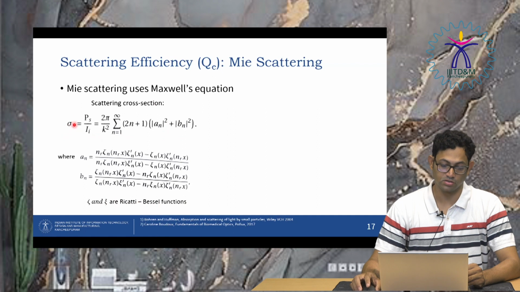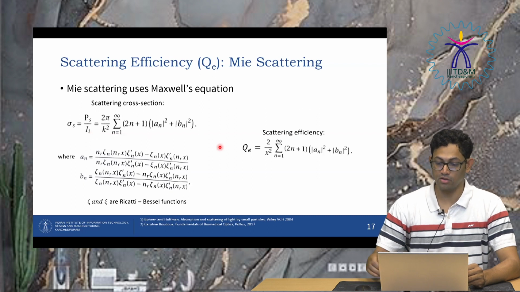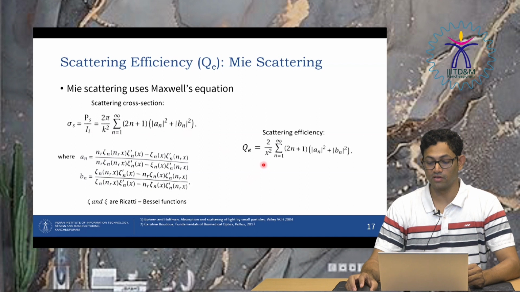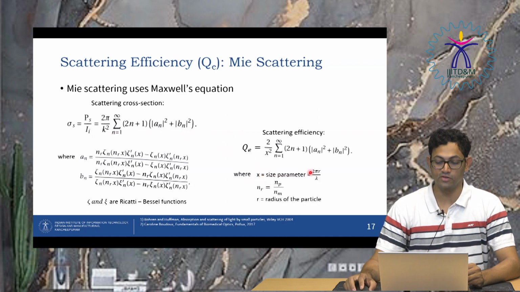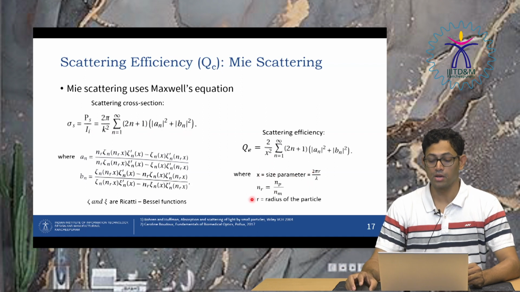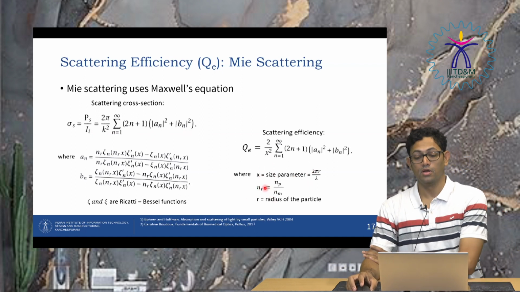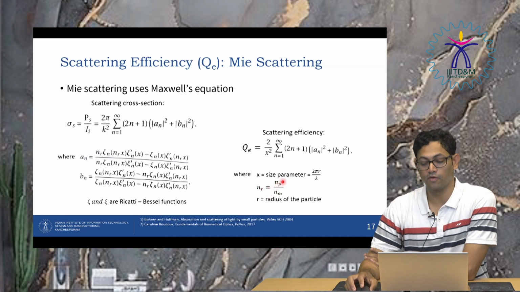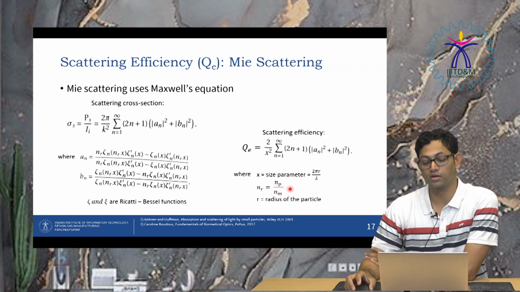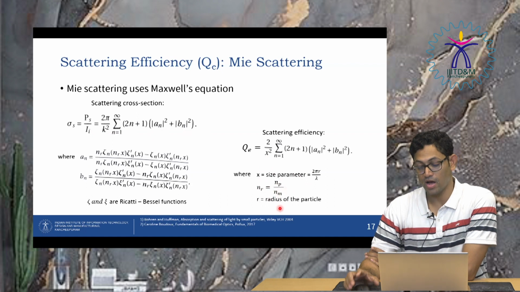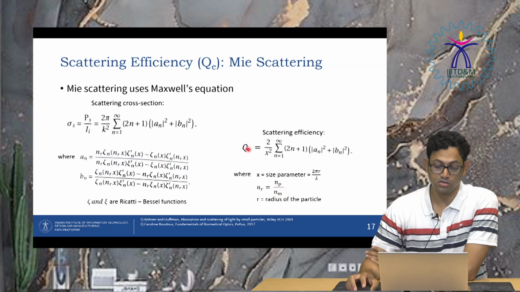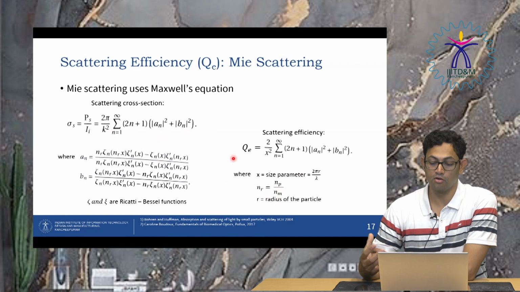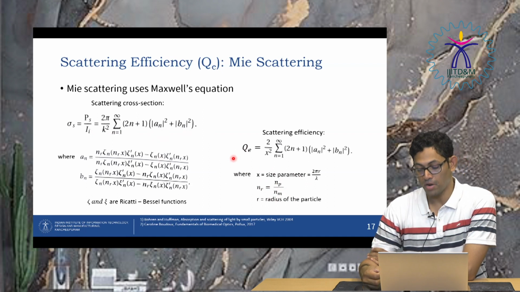effective scattering cross section, as you have defined, that is scattering power divided by the incident intensity of the light beam, and from there you can find the scattering efficiency. Okay, and here again x is the size parameter, which is equal to 2 pi r by lambda, and r is the ratio of the refractive index of the particle over the refractive index of the media, and r is the radius of the particle, right? So this is how you can define the Q_E for both Rayleigh scattering and Mie scattering.